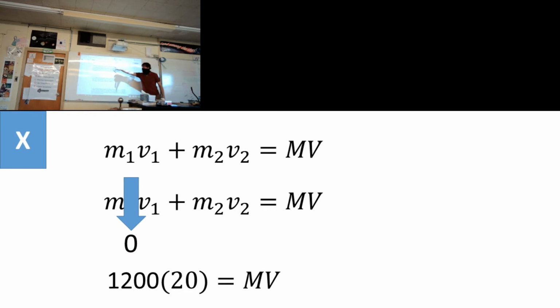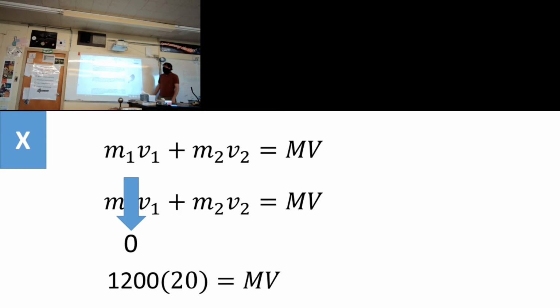The first car, we're going to call this one car 1, and this one car 2. So this is car 1, this is car 2. The first car's speed in the x direction is what? Oh, 20. Yeah, what's its mass? 1,200. Second car's speed in the x direction is what?